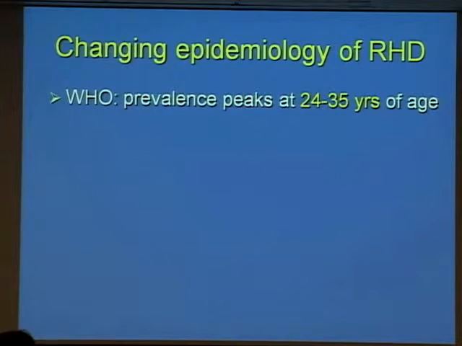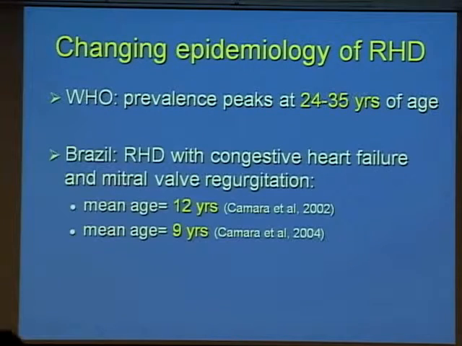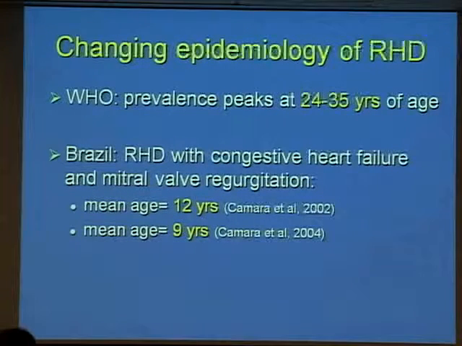And the traditional observation made by WHO is the prevalence peaks around age 24 to 35, so young adult age. But recent studies from Brazil suggest that this actually peaks much earlier. So there were two studies done by a cardiologist in Salvador, Brazil. His first study showed the mean age was 12 years. Mean age later, 9 years. So these are the kids who are actually requiring valvular replacement with artificial valves. And because they're getting their valves replaced so early in their life, they may have to get them replaced again when they're in their 30s or in their early 40s, because these valves don't last that long.